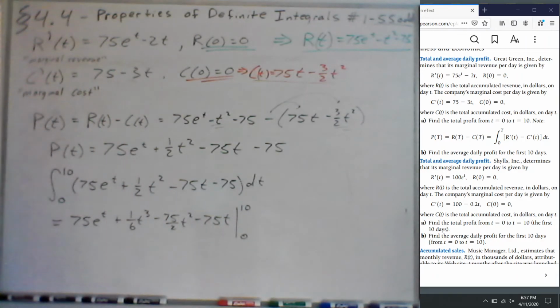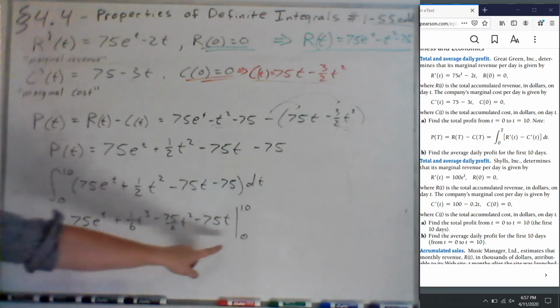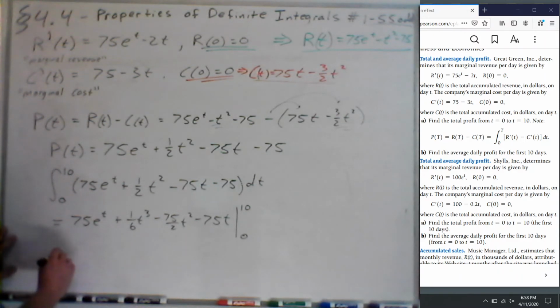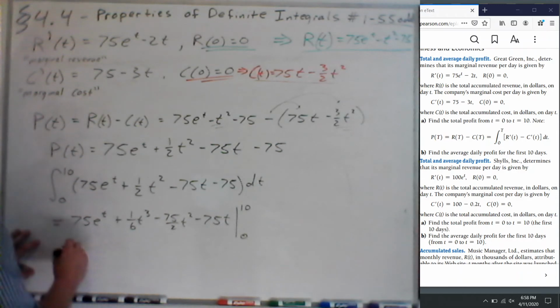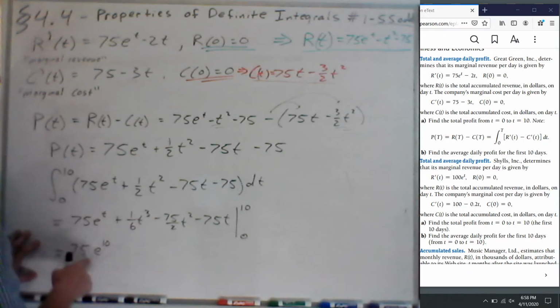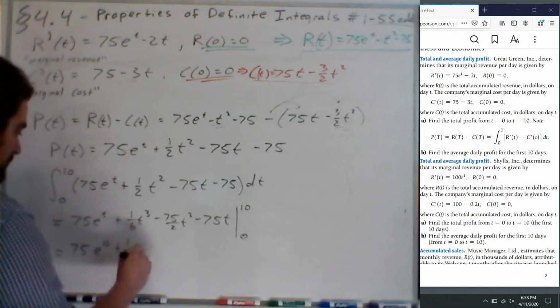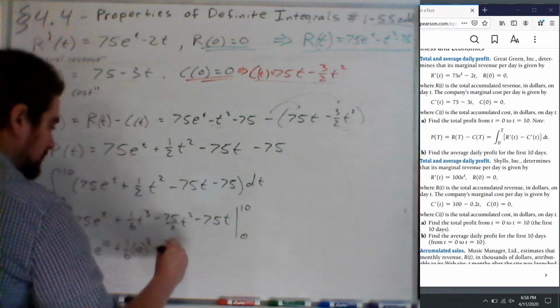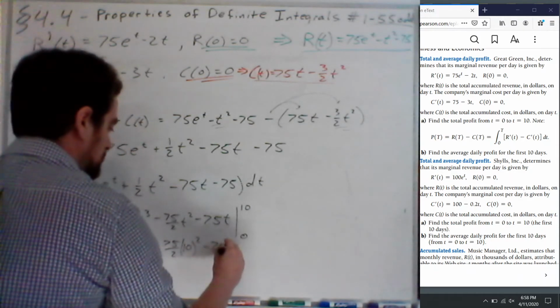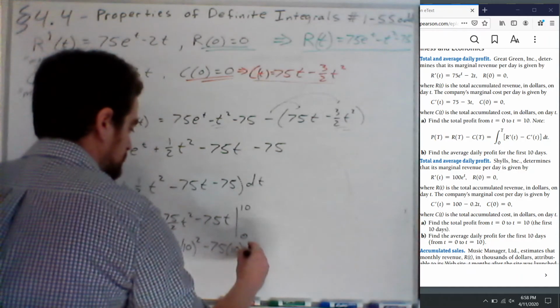Well, the real nice thing about that is we don't have to worry about that lower bound so much. We'll have to plug in 0 everywhere, which lots of these will be 0, but this one won't, because e to the 0 is 1 times 75. So what we're going to end up doing is 75 times e to the 10th plus 1/6 10 cubed minus 75 halves times 10 squared minus 75 times 10. There's my upper bound.